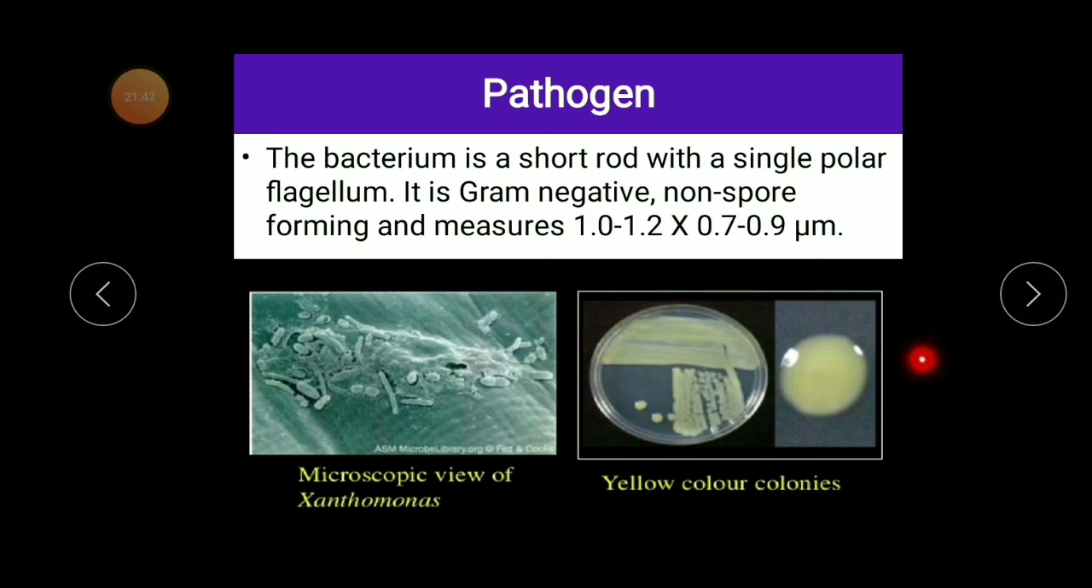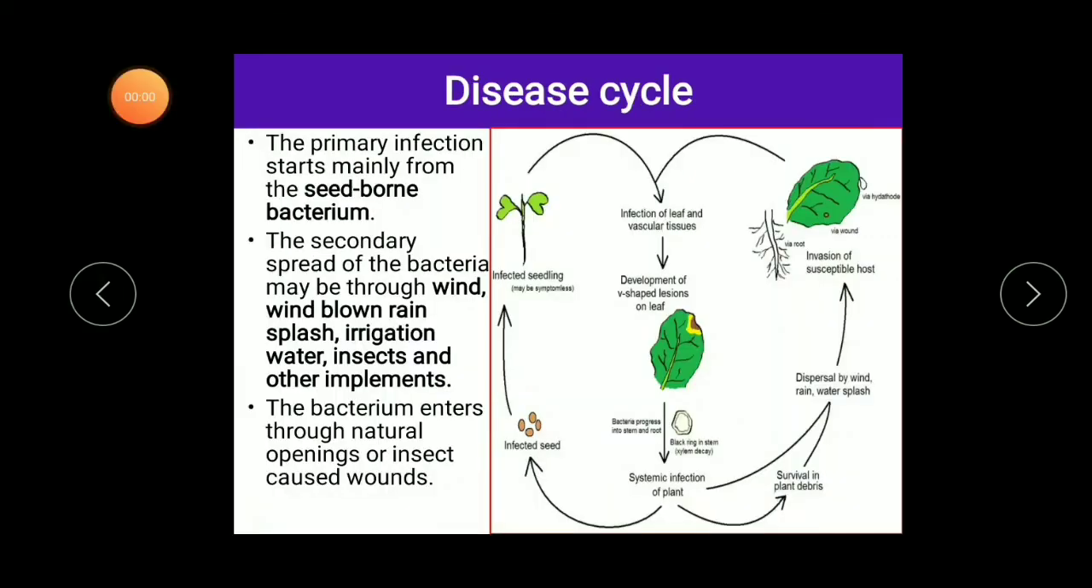As you can see, the yellow color colonies form in the culture media, and these are the bacteria. This is the microscopic view of this Xanthomonas bacteria, which are short rod. The next one is disease cycle of this pathogen. So as you can see this image, this is the disease cycle for this pathogen.